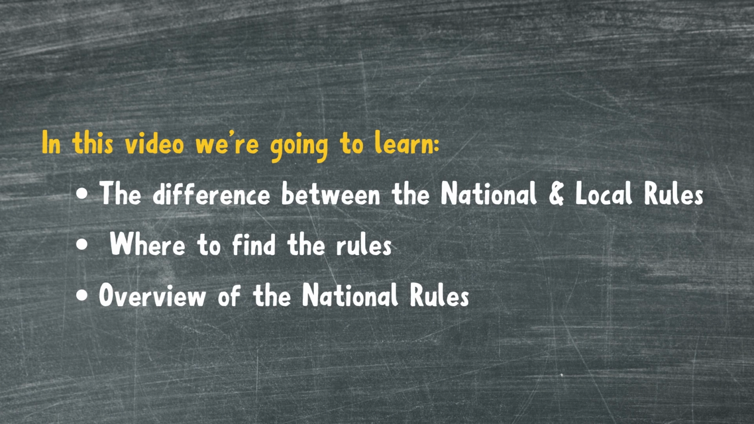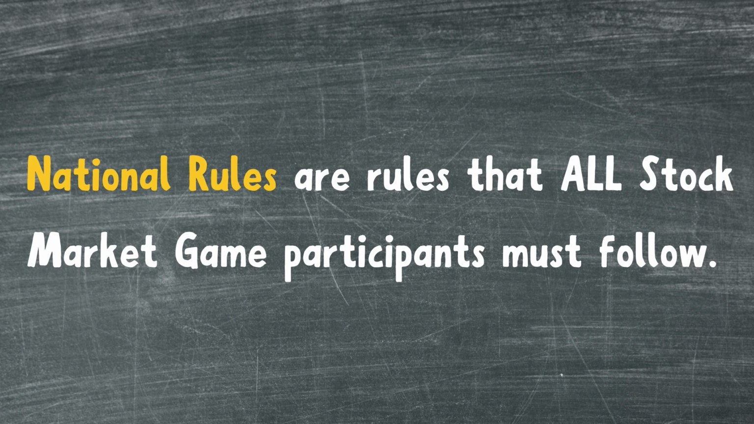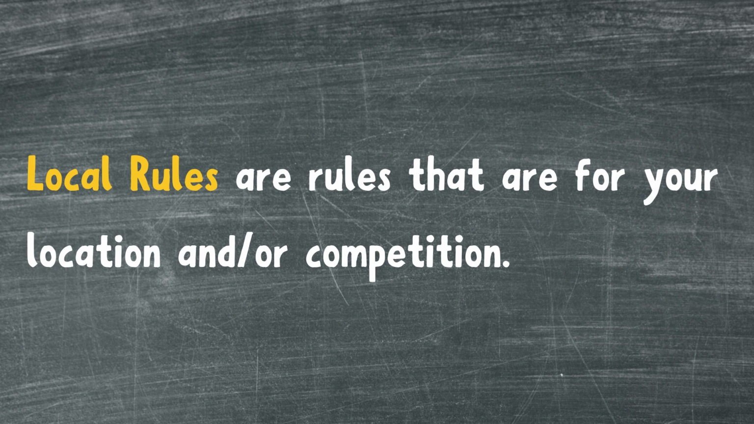The stock market game reaches educators and students in all 50 states and internationally. We have two sets of rules: national rules and local rules. National rules are rules that all stock market game participants must follow, no matter where you are located or what competition you are participating in. We will be going over some key national rules later in the video. Local rules are rules that are for your location, for example, your region or state, and/or your competition, for example, the Capitol Hill Challenge.